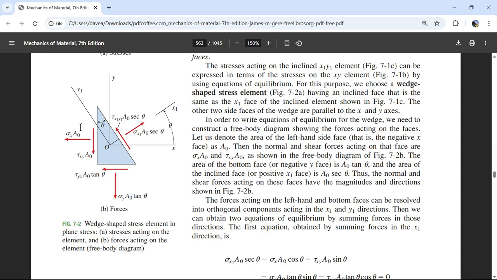So cool. So now I know that this is going to be in the negative x1 direction. The force is sigma x A naught, and I'm going to have the cosine component of theta. So that's where we get negative sigma x A naught cosine theta. Cool. Now we're going to move on to the vertical one.